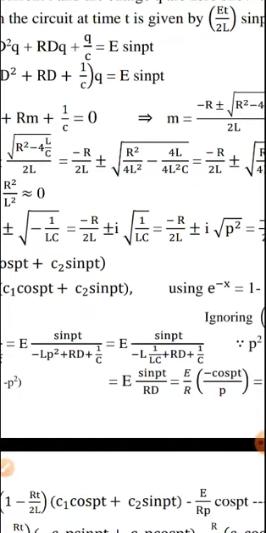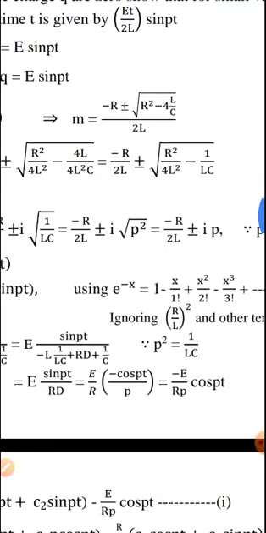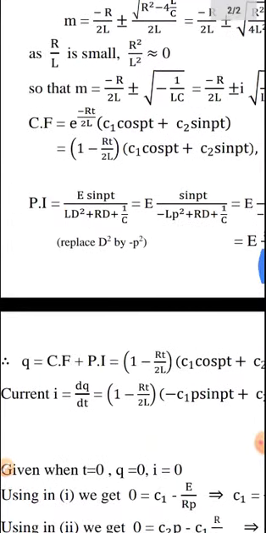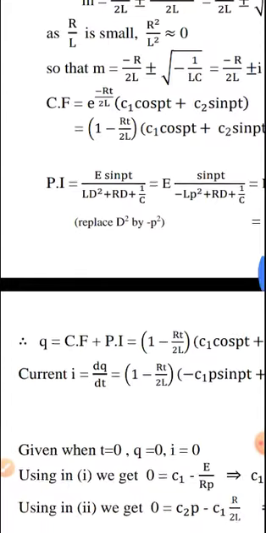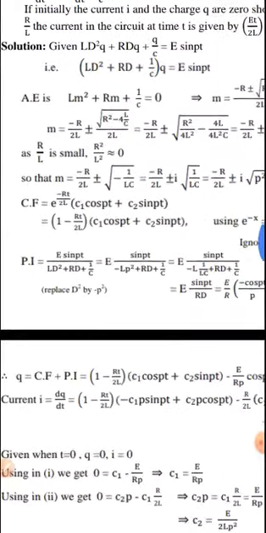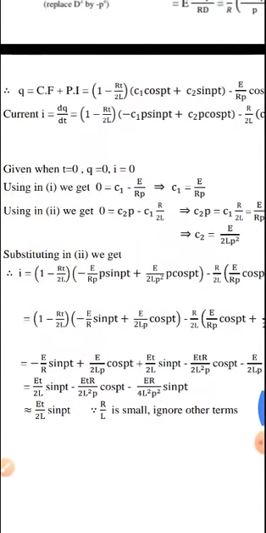1 by D means integral. So I can write this as E by R. And 1 by D sin pt means integral of sin pt, which will be minus cos pt divided by p. So altogether it will be minus E cos pt divided by Rp. So we have the particular integral. Therefore q is equal to complementary function plus particular integral. Add the two, you get q.